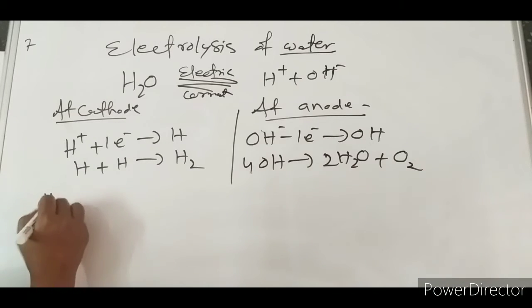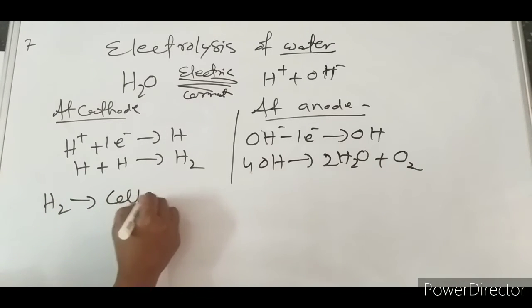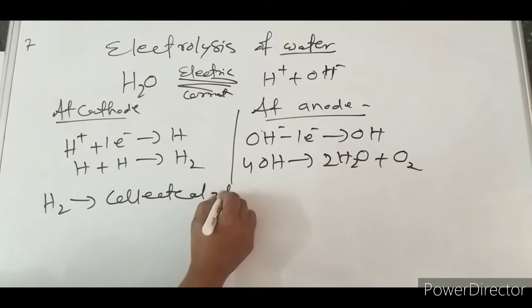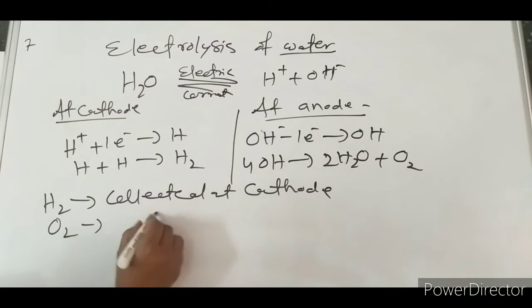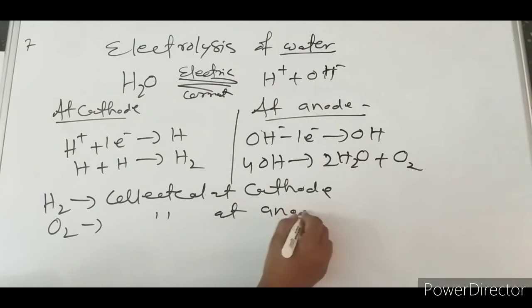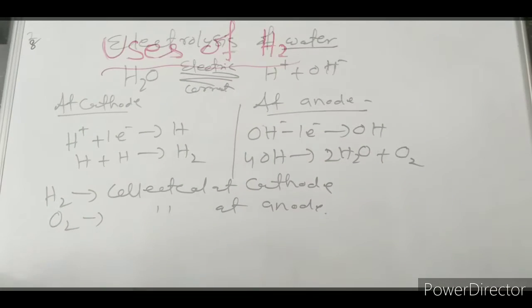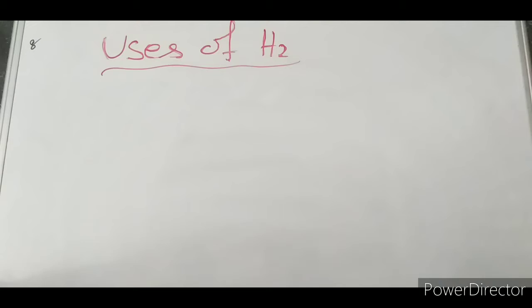So hydrogen is collected at the cathode, oxygen is collected at the anode. So all these are the ways for the preparation of hydrogen. Now we'll go for uses of hydrogen.